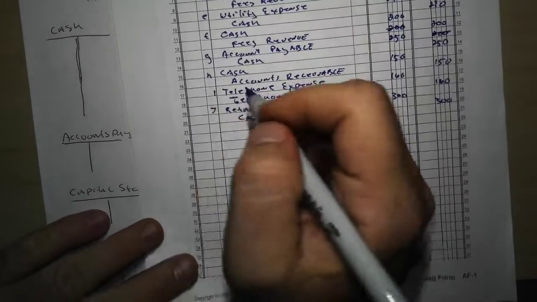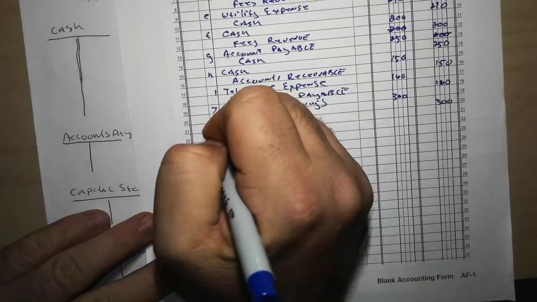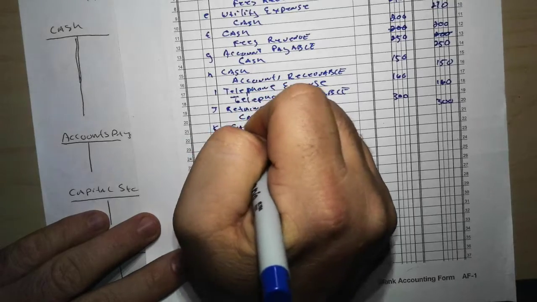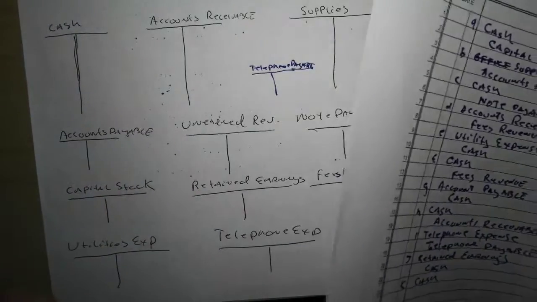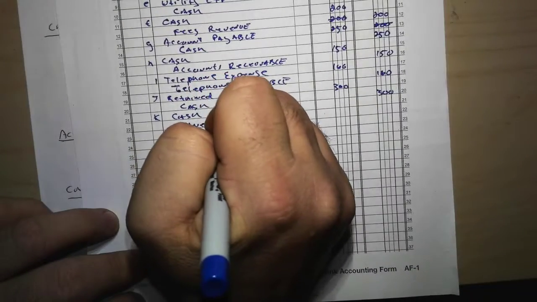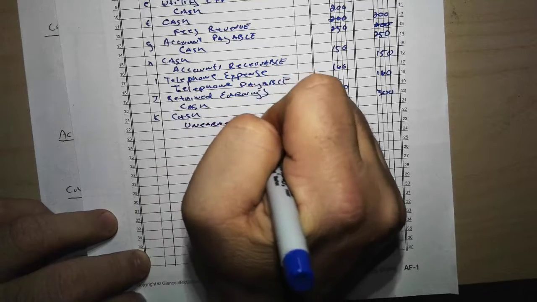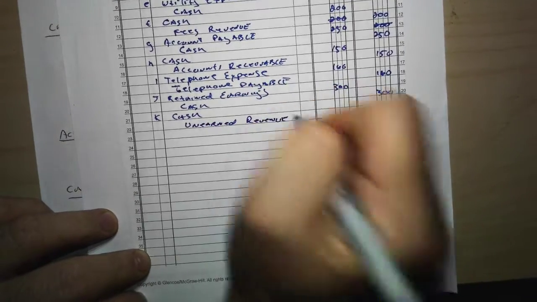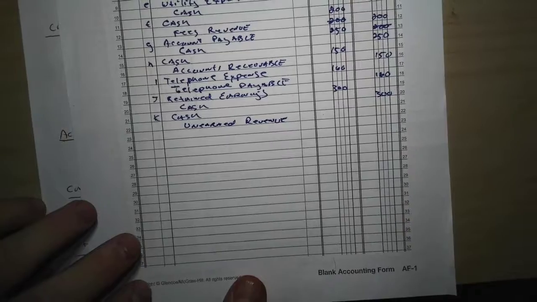Received a $500 deposit from a client for work to be performed next month. This is K. We're going to get some cash, and we are going to credit unearned revenue. Didn't do it yet, so it's unearned. And that was for $500.